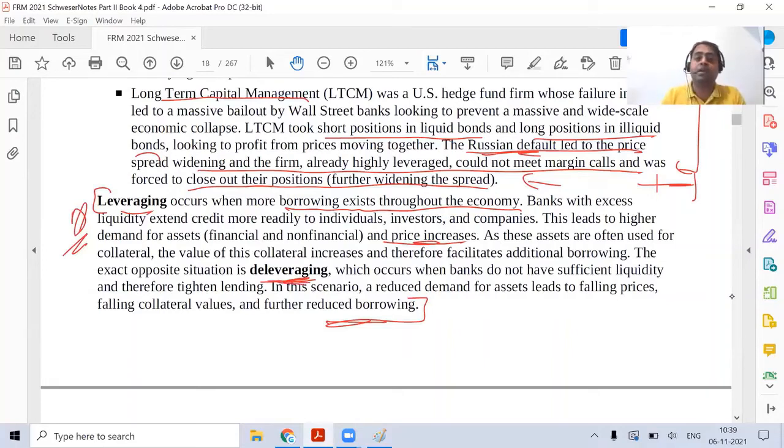Mark this paragraph as star. Important for the exam. In case of any queries, kindly put it on chat. I'll try to address it as soon as possible.